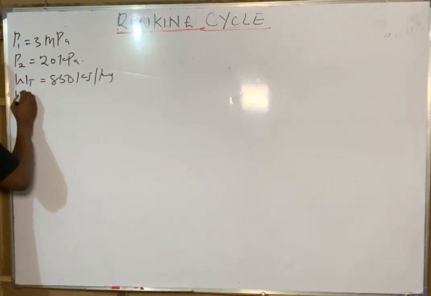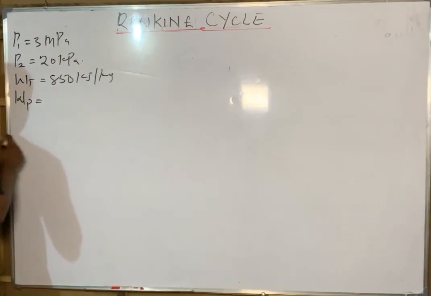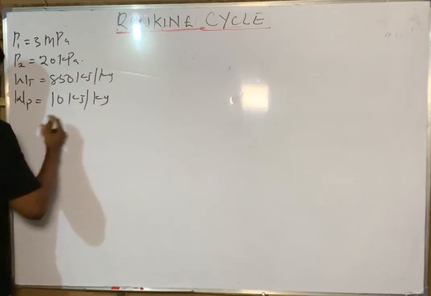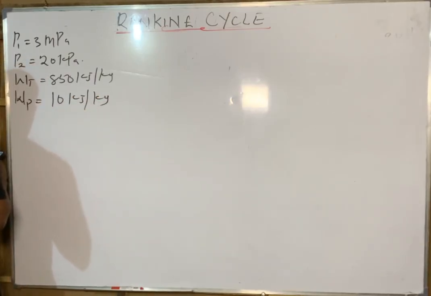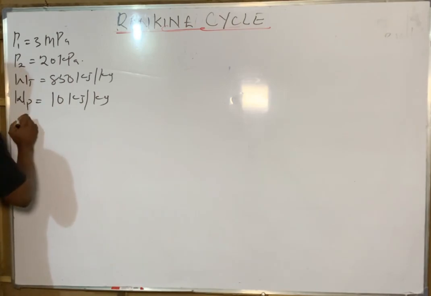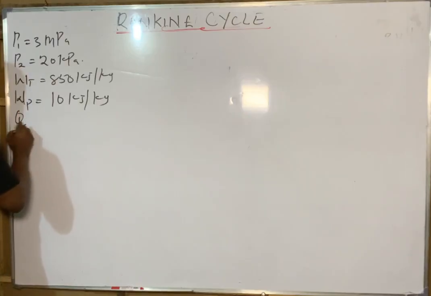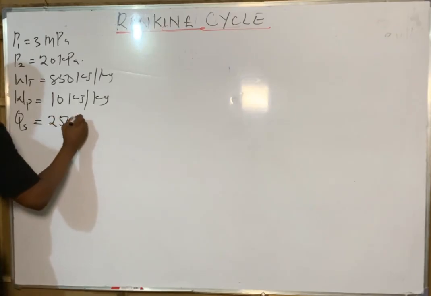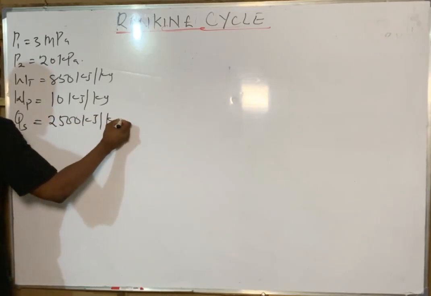The pump work was given. Pump work is 10 kilojoules per kilogram. And the heat supplied in the boiler, so heat input or QS, heat supplied, is equal to 2500 kilojoules per kilogram.